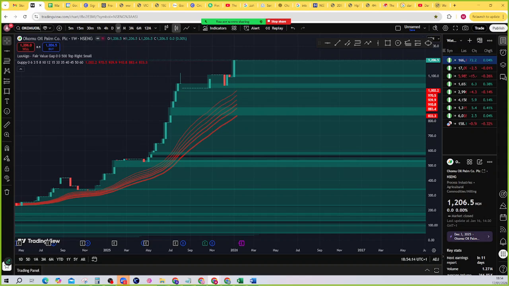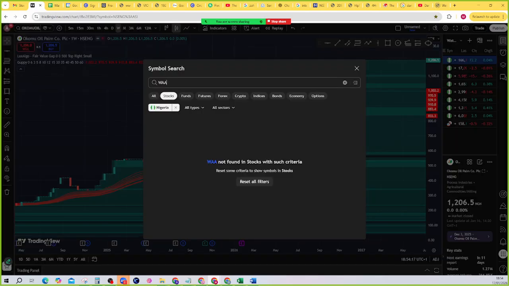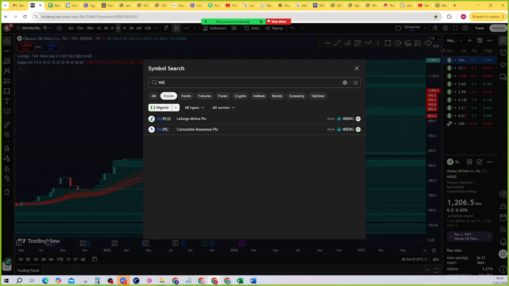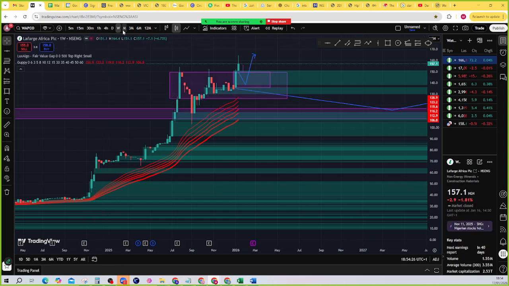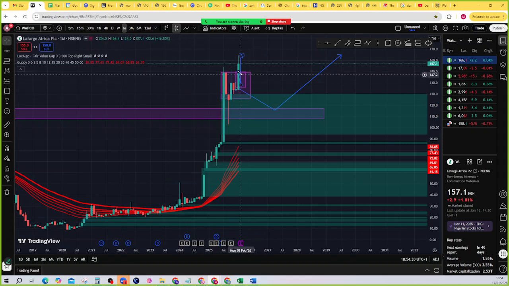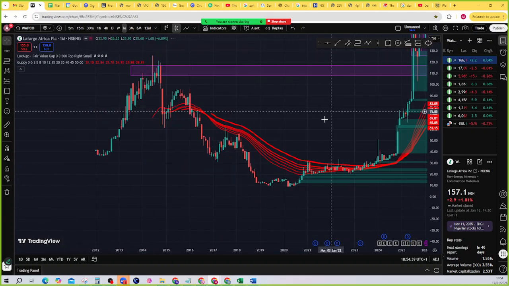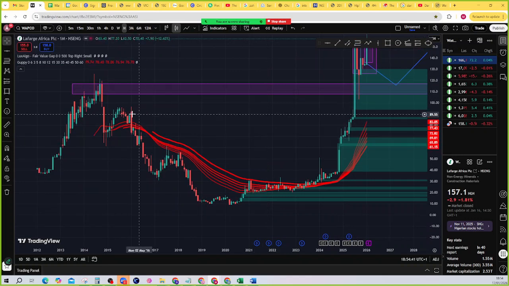So WAPCO, okay, WAPCO still a hold on the monthly. It's just about to break out. We analyzed it last week, so it's about to break out. If it can close above there, then we have a breakout. Fantastic one, very fantastic one.